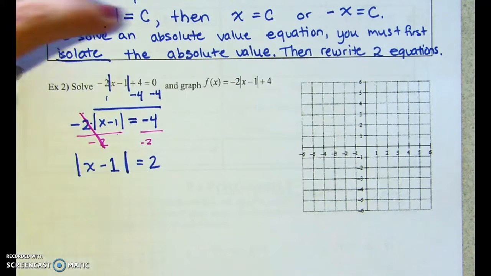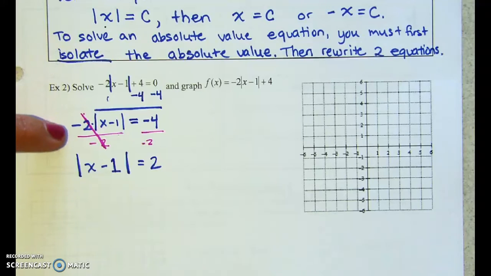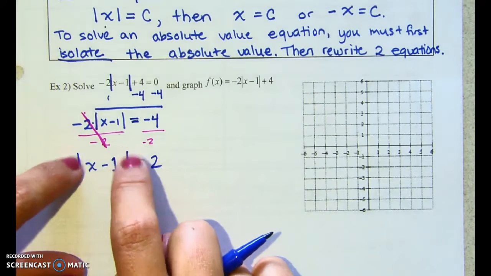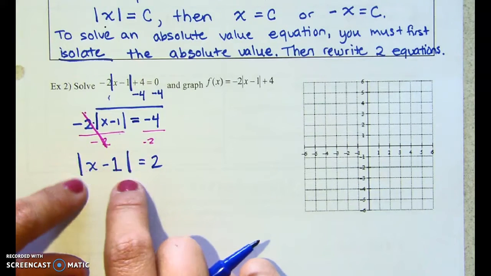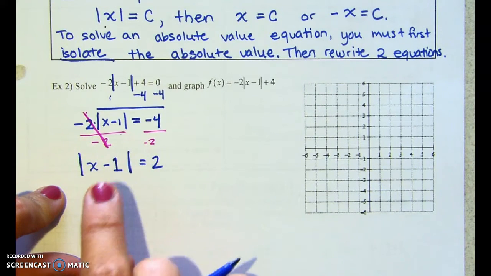Okay, are we ready? Is the absolute value all by itself? Is it isolated? There it is. Do you see how the absolute value is all by itself? Yeah, it has stuff on the inside. That's okay. I just meant the absolute value on the outside. It's all by itself, right?